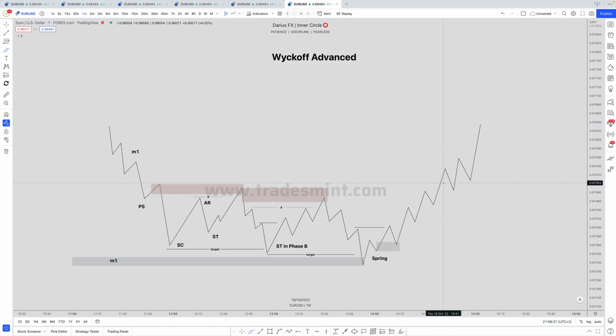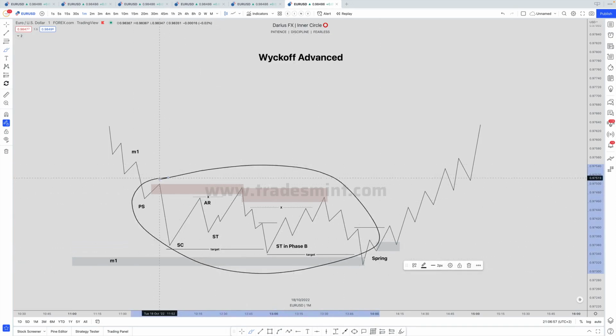So I think this is a very, very powerful approach, and this is the advanced Wyckoff. So do not just think always in terms of these patterns, okay? So do not always try to just identify the preliminary support, the selling climax, the automatic rally, the secondary test, and so on. No. What you want to identify is the storytelling behind it, okay?